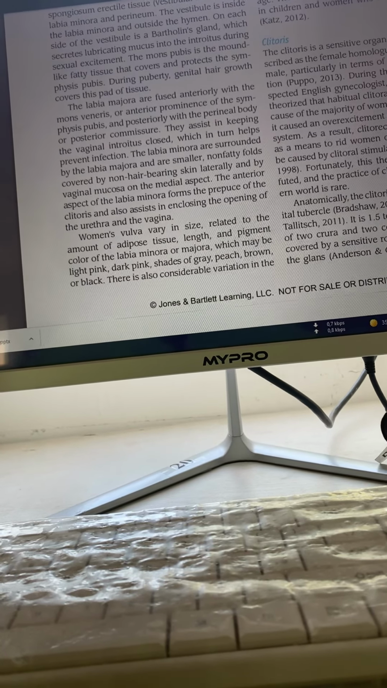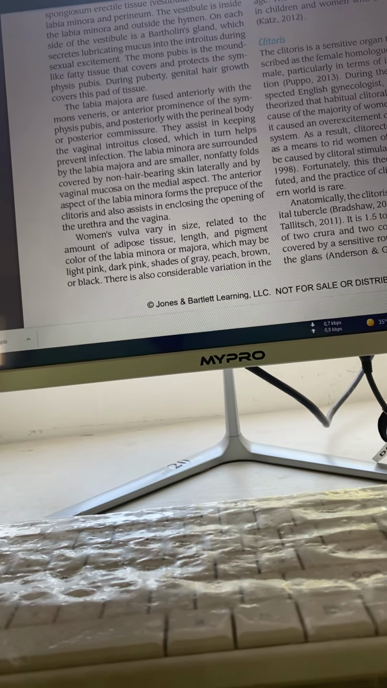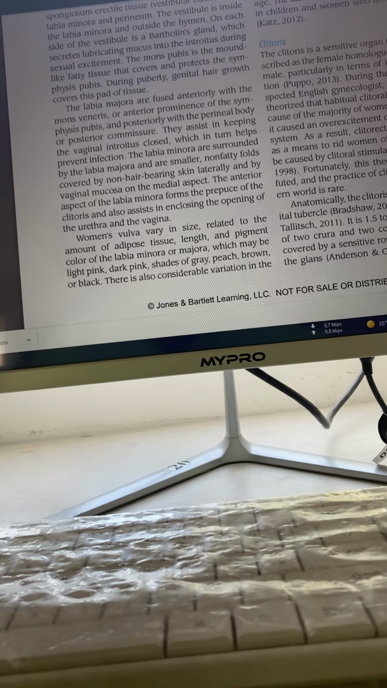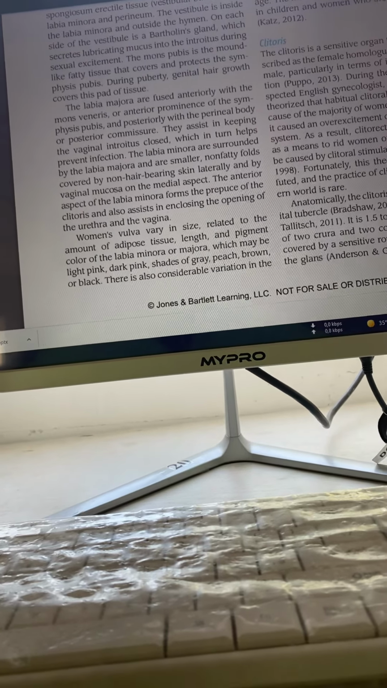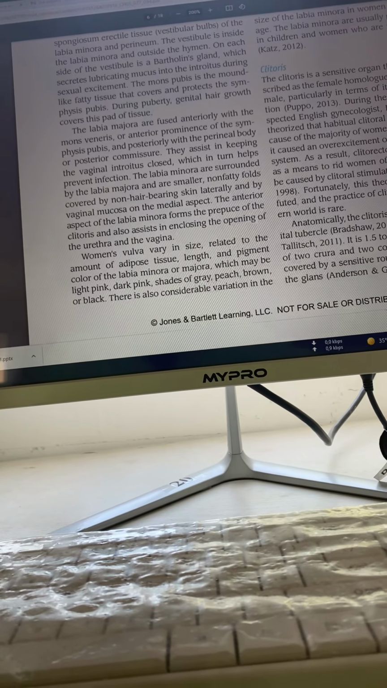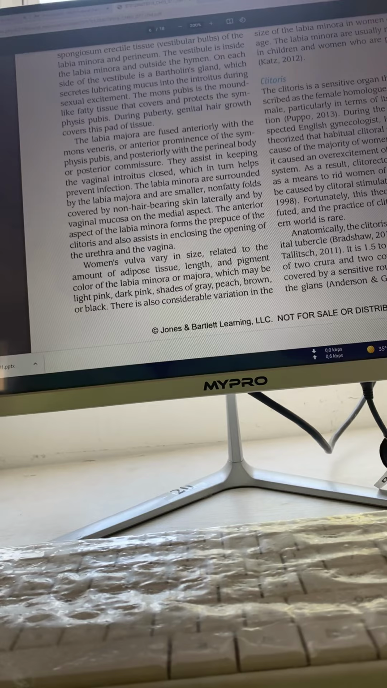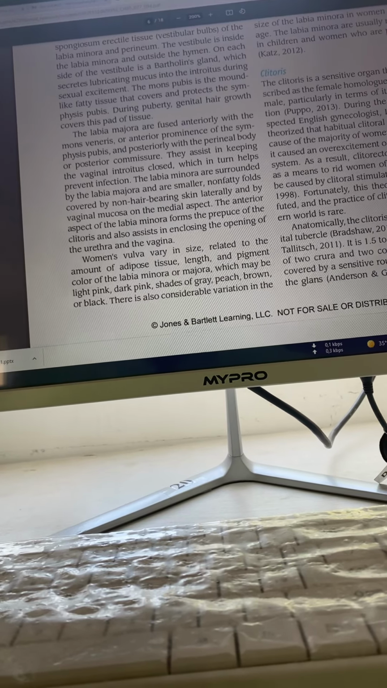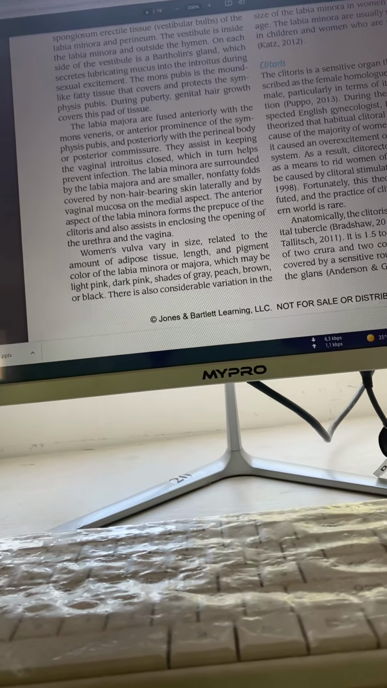The labia minora are surrounded by the labia majora and are smaller, non-fatty folds covered by non-hair-bearing skin laterally and by the vaginal mucosa on the medial aspect. The anterior aspect of the labia minora forms the prepuce of the clitoris and also assists in closing the opening of the urethra and the vagina.